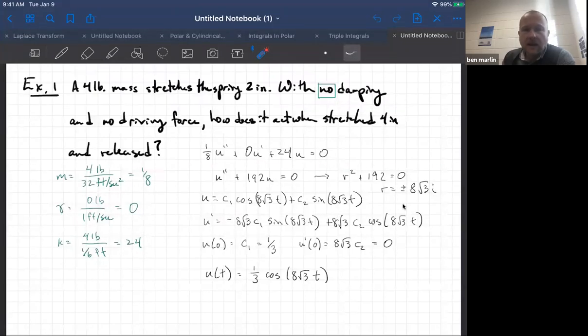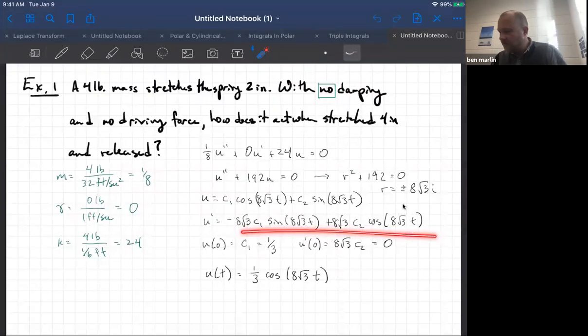So that is an undamped pendulum problem, okay? So then it's a problem that we've solved stuff like it before. We will just write down that we've got r squared plus 192 equals 0. So the r is going to be plus or minus 8√3i. And so our two solutions are going to be cosine or sine of that 8√3 times t. And so our general solution will look like that.